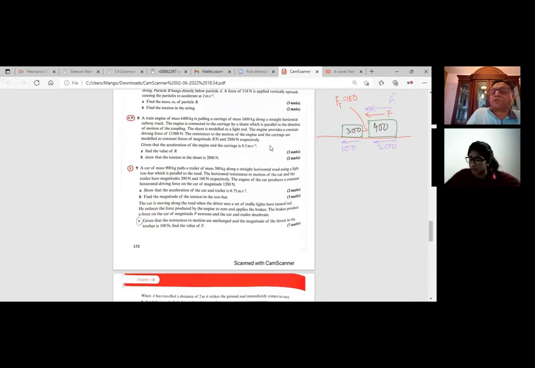So basically, let me say it like this. Let's look into the tow bar portion.